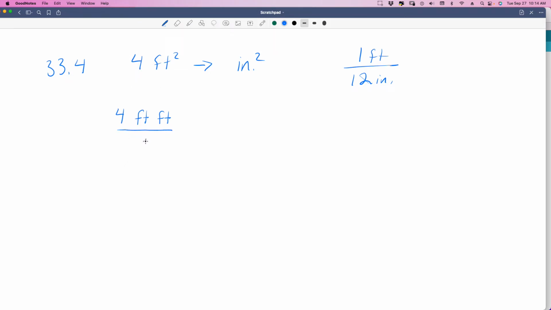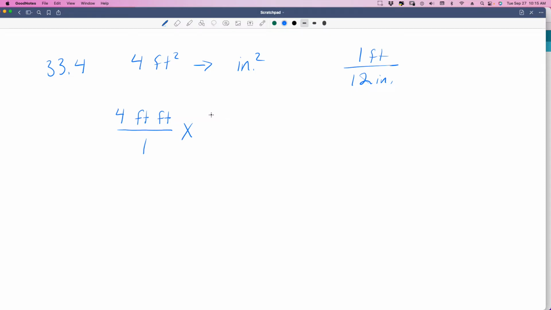I'm going to put that over 1. So however many, or whatever the exponent is, that's how many times you write it here. So for area, there's an exponent of 2. So we'd write this unit of measure 2 times. Okay? What that means to us is this. We are going to have to cancel it out twice.